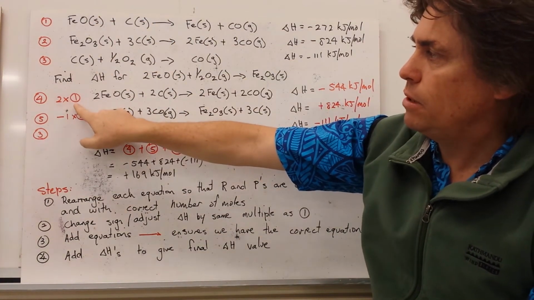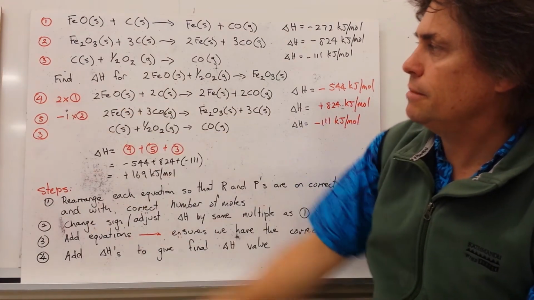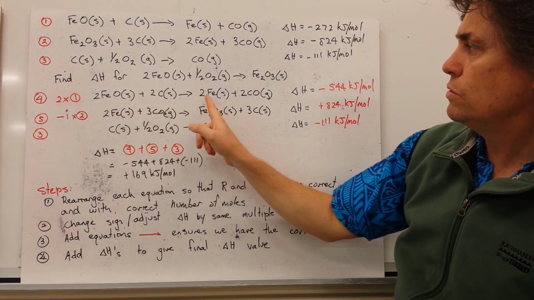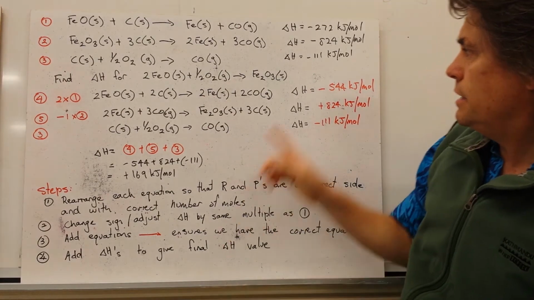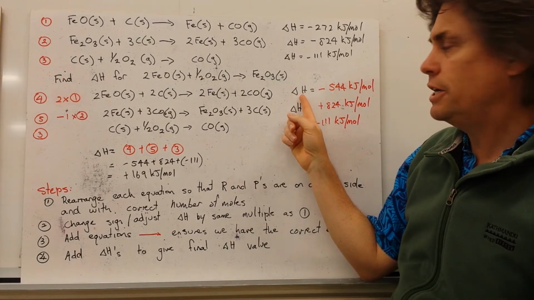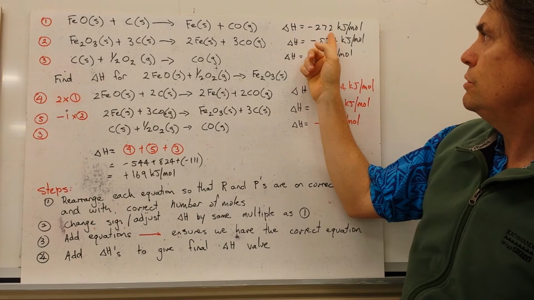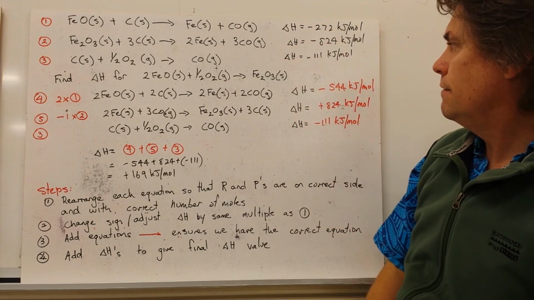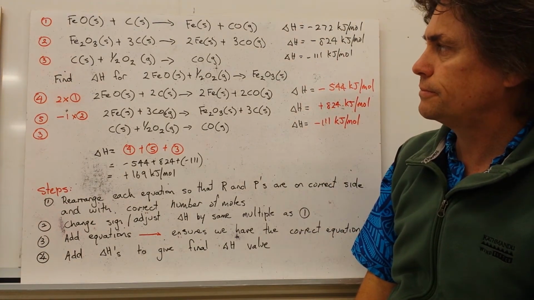That means we need to multiply reaction number 1 2 times. So we get 2 moles, 2 moles, 2 moles, and 2 moles. This also means we need to multiply our change in enthalpy by 2 as well. So 272 by 2 is minus 544 kilojoules per mole.